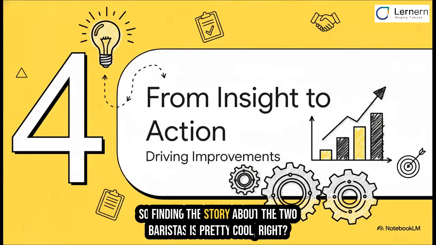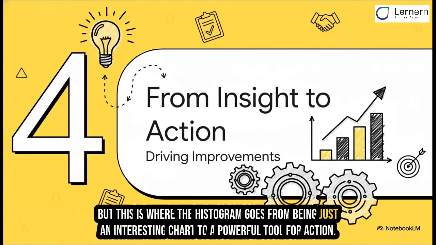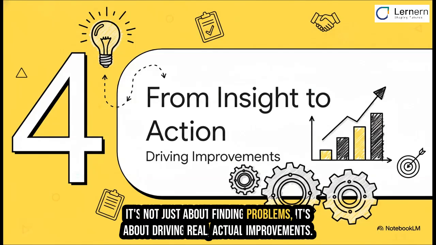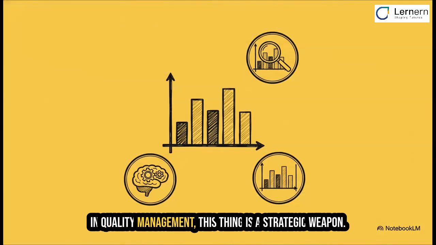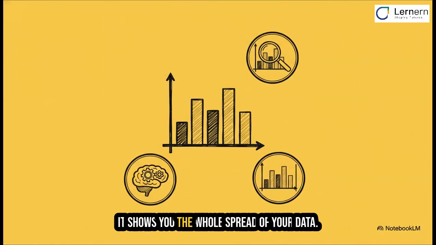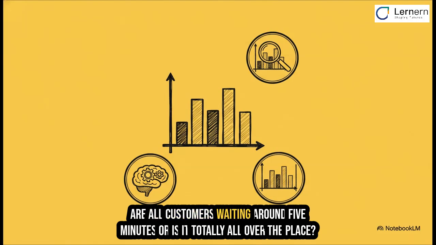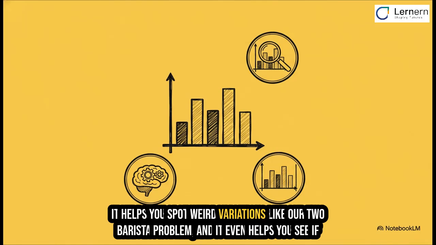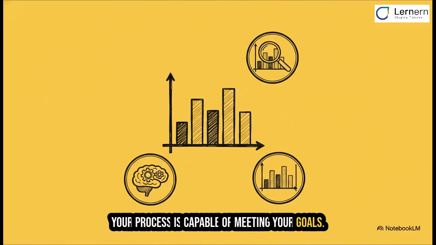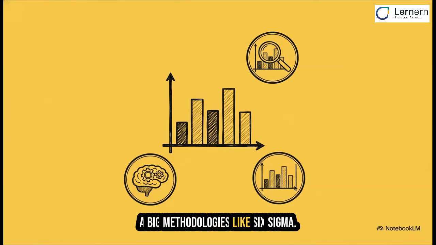So, finding the story about the 2 baristas is pretty cool, right? But this is where the histogram goes from being just an interesting chart to a powerful tool for action. It's not just about finding problems. It's about driving real, actual improvements. You know, in quality management, this thing is a strategic weapon. It shows you the whole spread of your data. Are all customers waiting around 5 minutes, or is it totally all over the place? It helps you spot weird variations, like our 2 barista problem, and it even helps you see if your process is capable of meeting your goals. That's why it's a cornerstone of big methodologies like Six Sigma. It replaces guesswork with solid evidence.